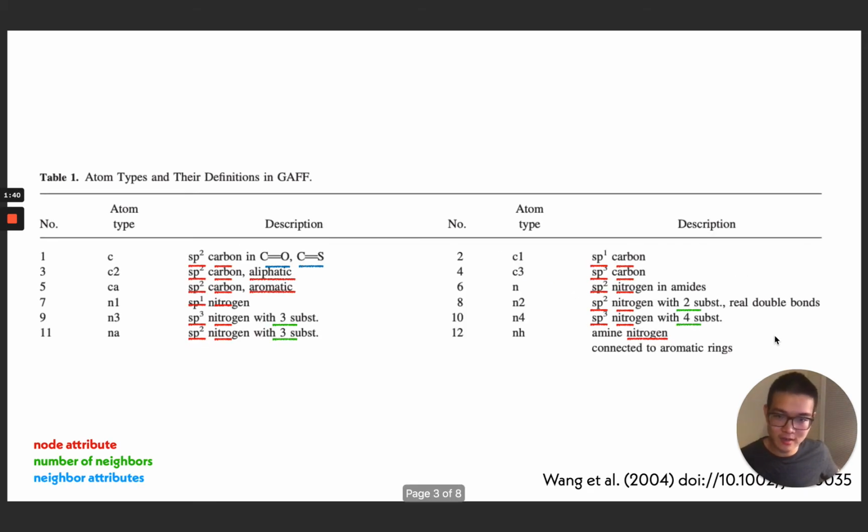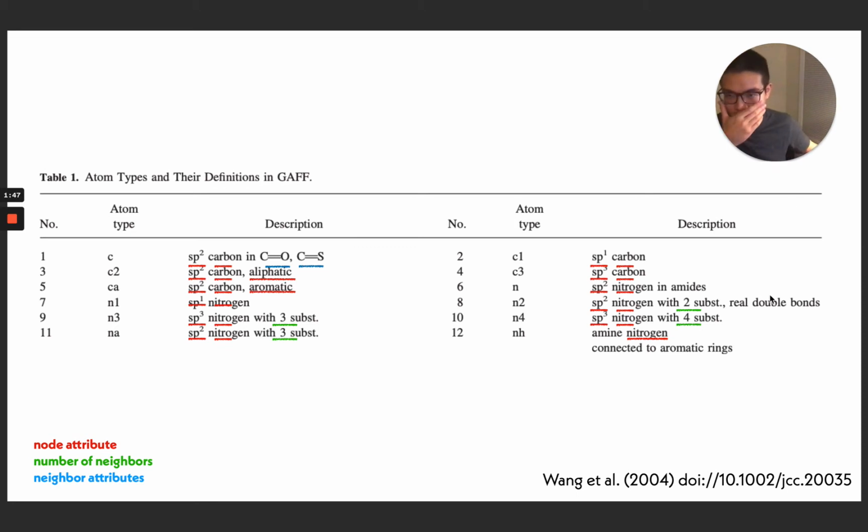So let's just take a look at the first step. This is an example of the assignment of atom types. Let's take a look at the very first entry here. This basically says that if you have an atom in your molecule or in your biomolecule, if it is a carbon, if it is an sp2 carbon, if it is bonded to either oxygen or sulfur using a double bond, then we say that this is atom type C, or atom type number 1.